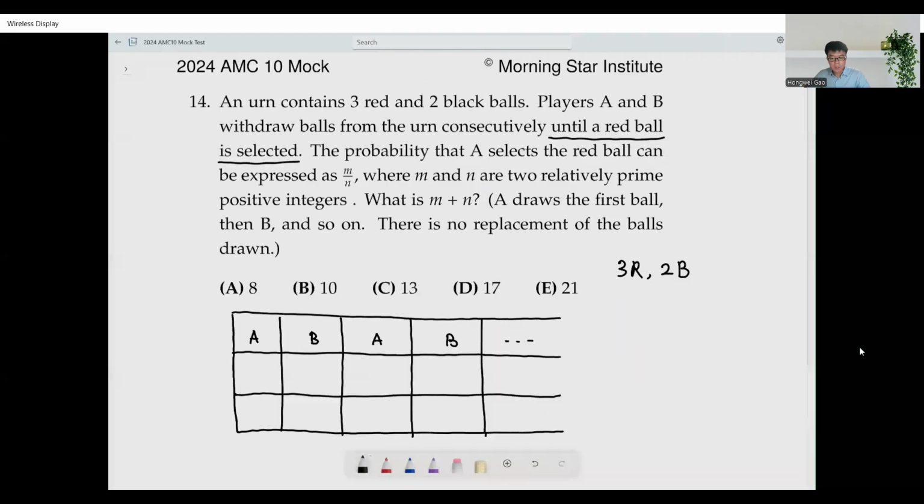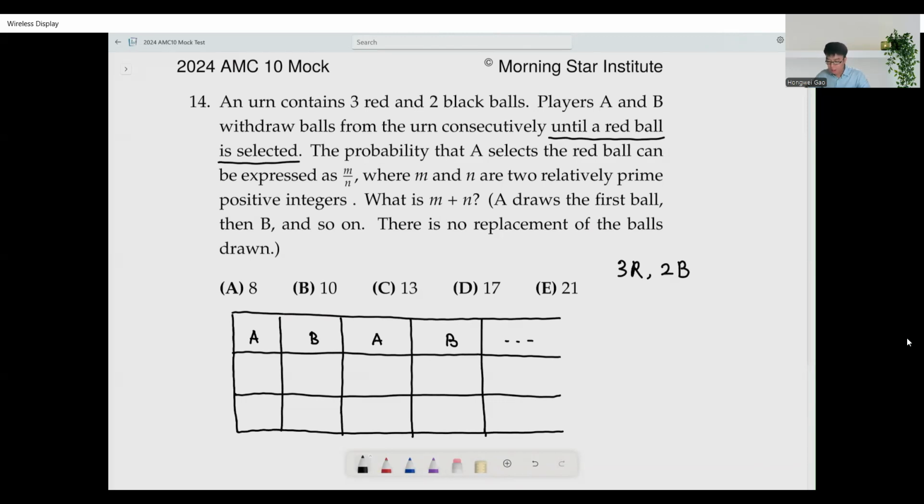Question 14. Here we have 3 red balls and 2 black balls. Players A and B withdraw balls from the urn consecutively until a red ball is selected. What is the probability that A selects this red ball? So there are 2 cases.